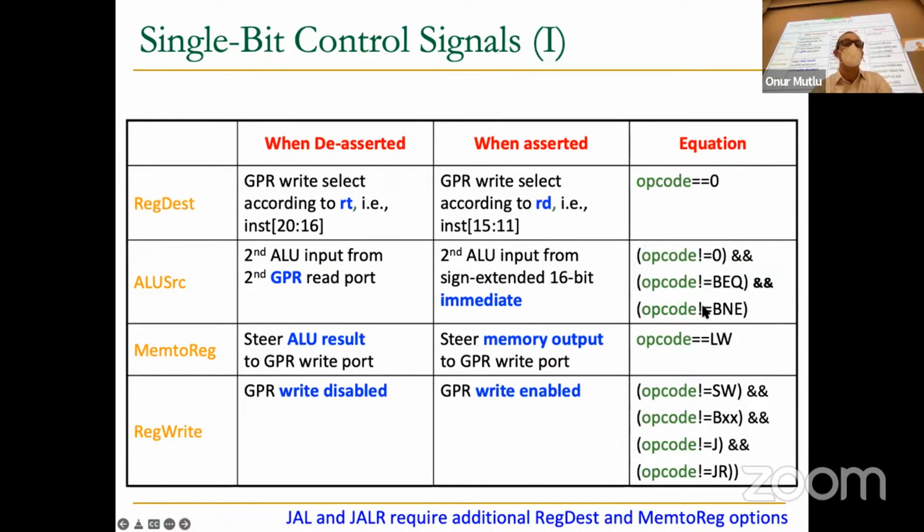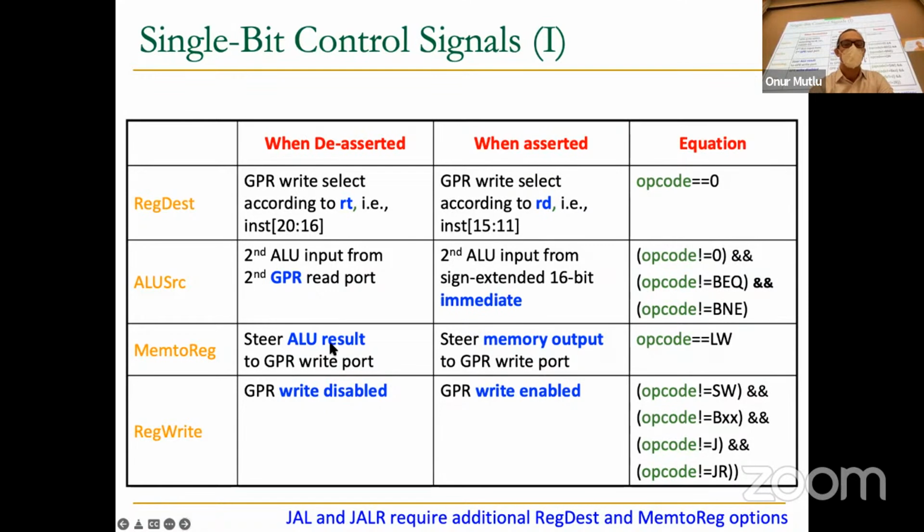If the opcode is not 0, if the opcode is not branch equal, if the opcode is not branch not equal, then it should be taken. The second ALU port should be the immediate one. And again, you know the combinational logic to do this, right? You can check the opcode field in the instruction, the top 6 bits of the instruction, and compare it to these values. Okay, maybe we can do one more thing and then we can continue.